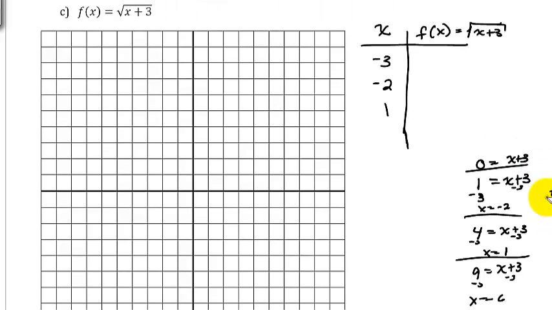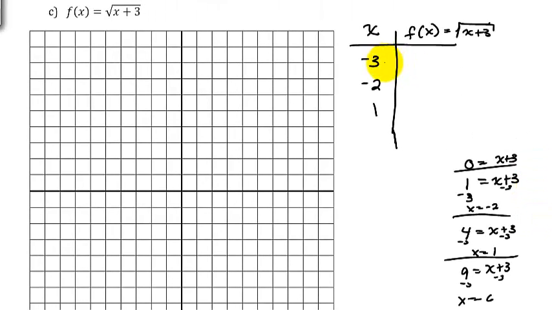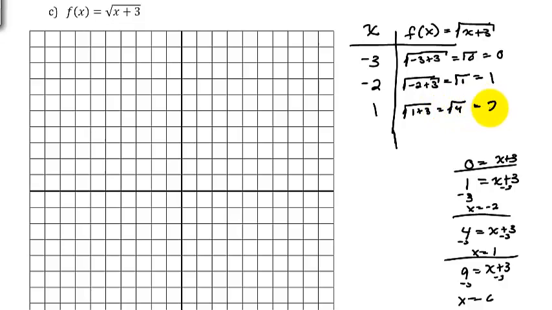But again, like I said, I think 3 points is plenty. So if I plug negative 3 in here, I get the square root of negative 3 plus 3, which is the square root of 0, and that's 0. Then plug negative 2 in there, we would get the square root of negative 2 plus 3, and negative 2 plus 3 is 1, and so we would get square root of 1, which is 1. And then plug 1 in there, we get the square root of 1 plus 3, which is 4, and the square root of 4 is 2.